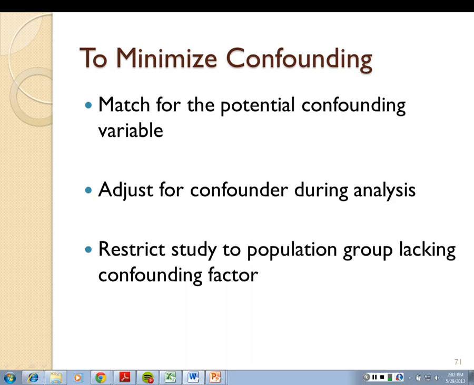Now, why do we want to minimize or control for potential confounders? Confounding factors are nuisance variables. They get in the way of the relationship you want to study. You want to remove their effect. Confounding can be controlled for in both the design and the analysis phases. However, to control for confounding, you must have information on the variables that are potential confounders. To minimize confounding, you can match for potential confounding variables, adjust for the confounding during the analysis, or restrict the study population to a group lacking that particular confounding factor.